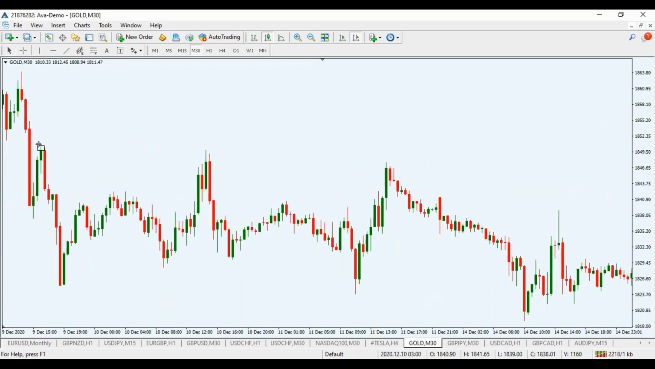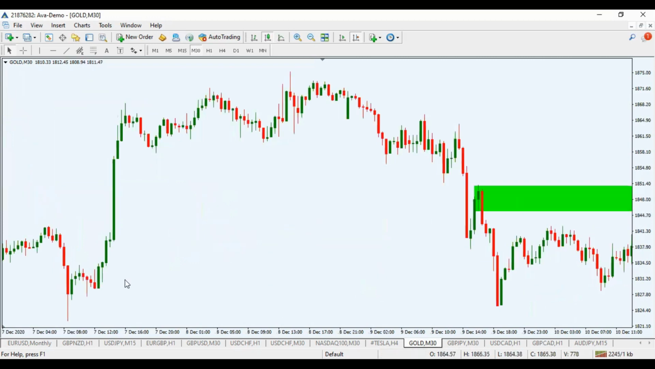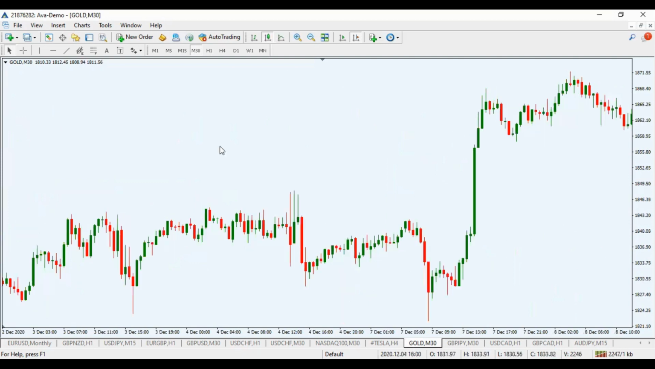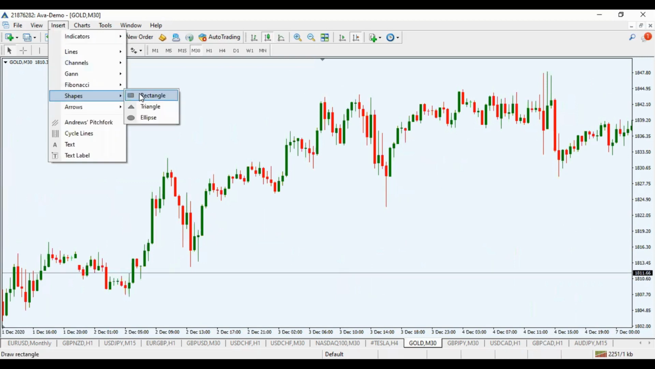You can see here, there's a massive drop. So I would have looked for selling opportunities when price reached this area. You can see what happened. Nice price action here, it dropped. So make sure that you practice these things, guys.